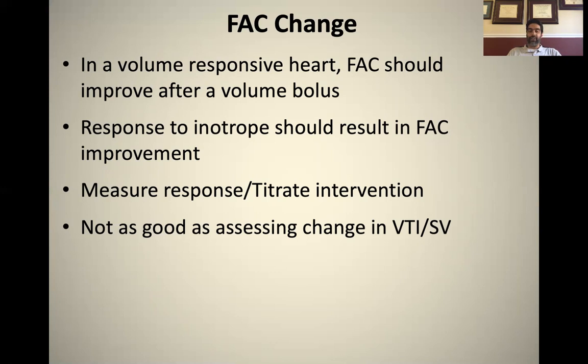So you're trying to measure the response or titrate intervention. Clearly, this is not as good as looking at change in VTI or change in stroke volume, but it's sort of a poor man's method. If you cannot get your apical views, if you cannot get your Doppler interrogation of the LVOT to get your stroke volume measurement, you can at least use this as a semi-quantitation of LV function. So does the fractional area change improve with passive leg raise? Does it improve when I add my dobutamine? And when I titrate my dobutamine, this is how you can use it.